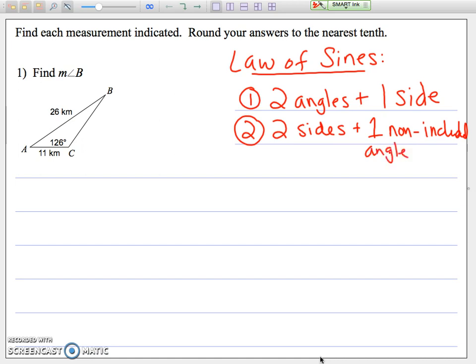Two angles and a side, you know what that looks like. If I have a triangle like this, and I know this side is, say, 4, and I know this side is 8, the included angle would be here. But if you know this angle is, say, 28 degrees, that's a non-included angle. That would be a situation where you use the law of sines.